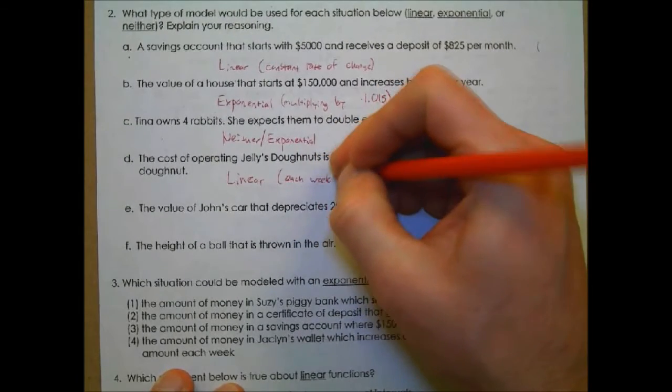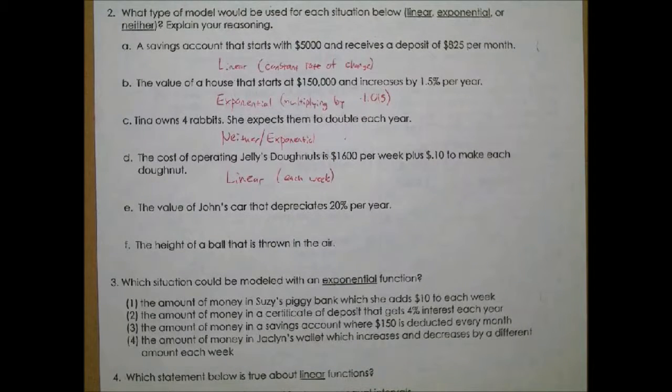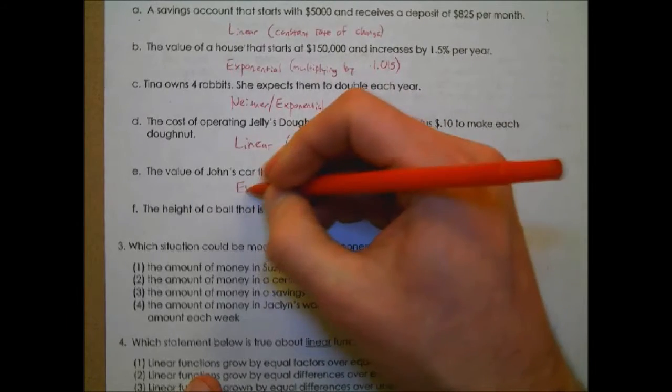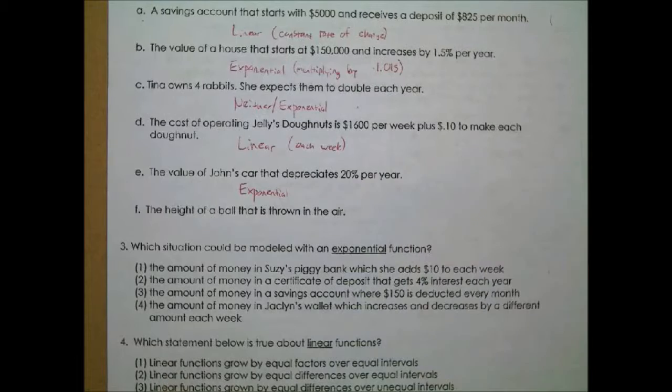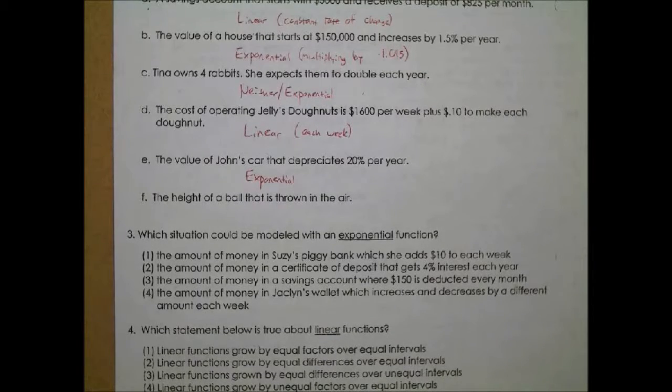Okay. The value of John's car that depreciates 20% per year. Depreciating 20% per year. Is that linear, exponential, or neither? Exponential. Okay, yeah, it's again that 20% loss, right? So that 20%, that's changing, right? You lose 20%, if it's $100, you lose 20%, now you're down to $80. But then you're going to lose 20% of $80 after that, and so on and so forth, right? It's like the amount that you're changing is different.